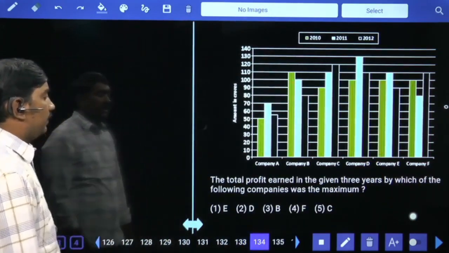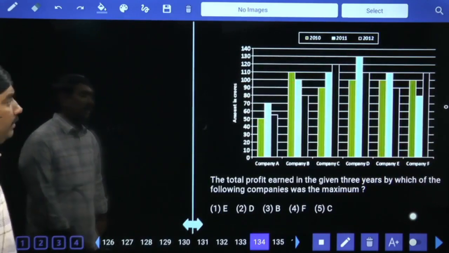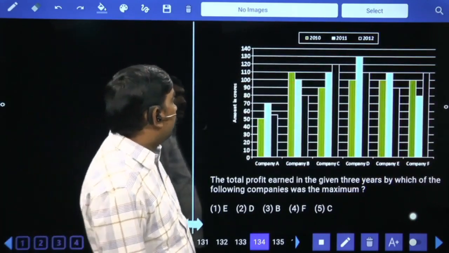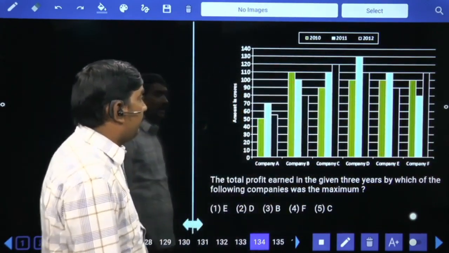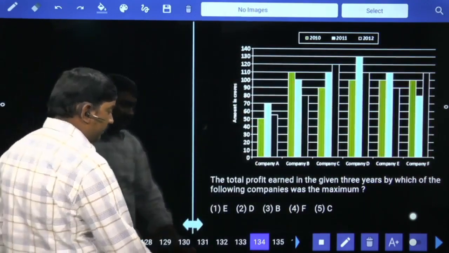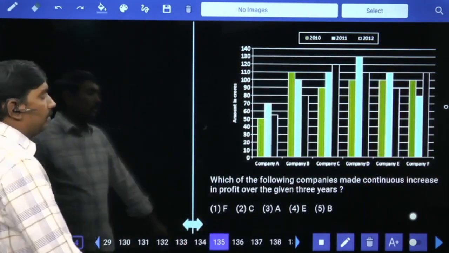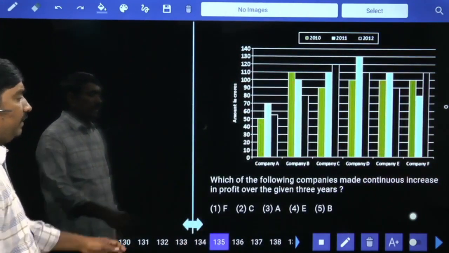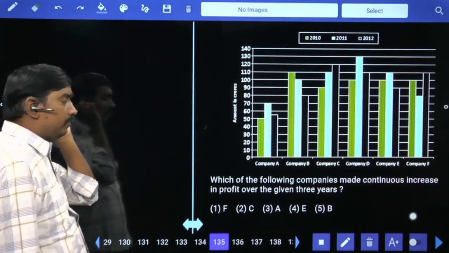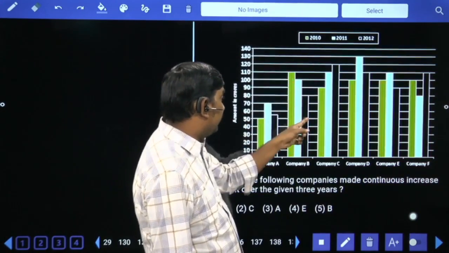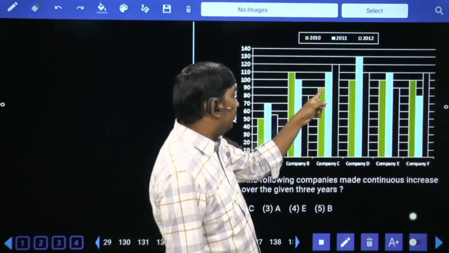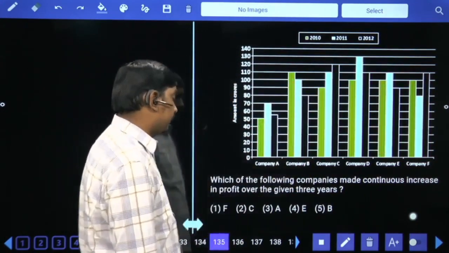Total profit earned in the given years by which of the following companies was maximum? The maximum height of the bar is for company D. So obviously that is the maximum. Company D has maximum. Which of the following companies made continuous increase in profit over the given years? Increase, decrease, decrease, increase. Continuous increase for company C.